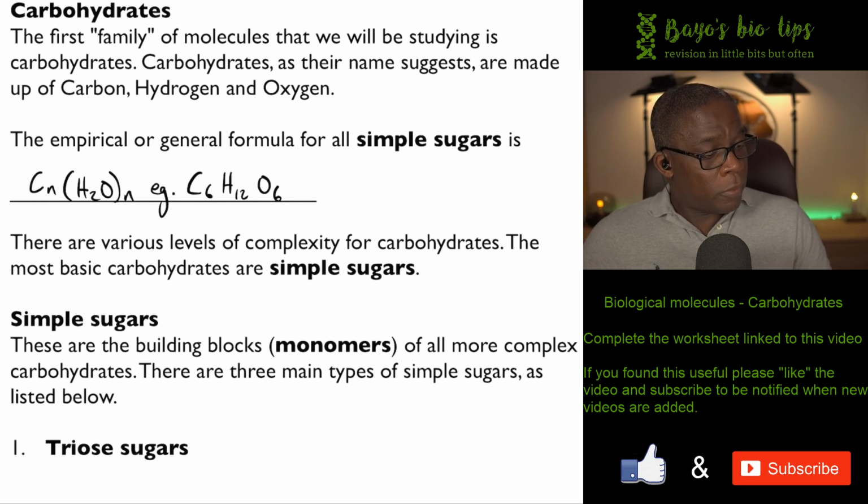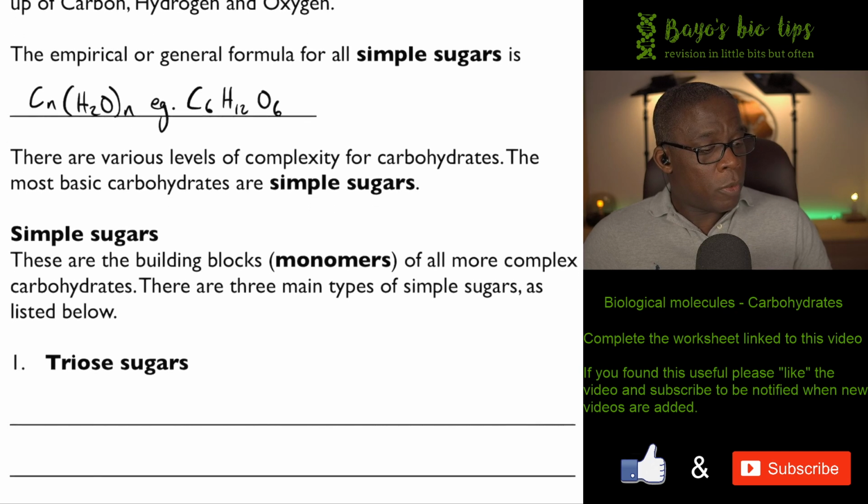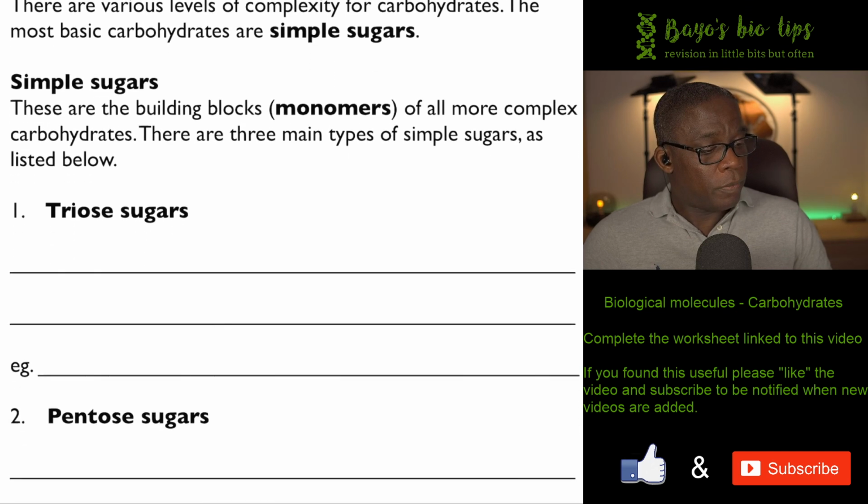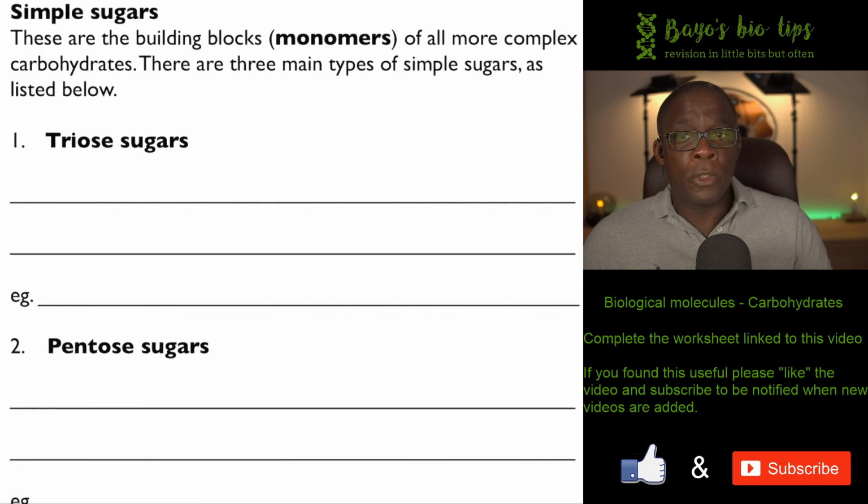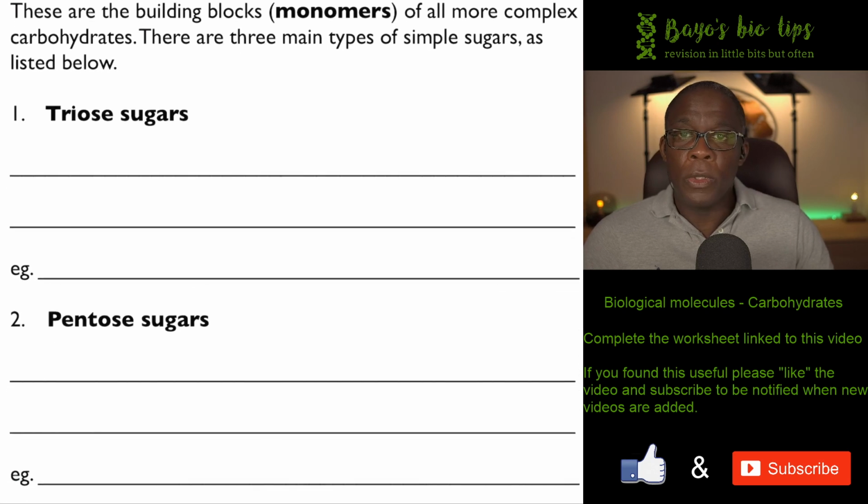There are various levels of complexity for carbohydrates. The most basic carbohydrates are simple sugars. So we're going to start off with simple sugars and talk about what they are and what their jobs are. So simple sugars are the monomers of more complex carbohydrates, basically the building blocks of more complex carbohydrates. So the three main types of simple sugar we're going to be focusing on are listed below.